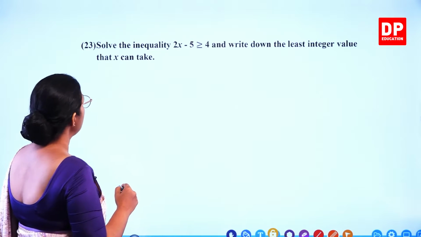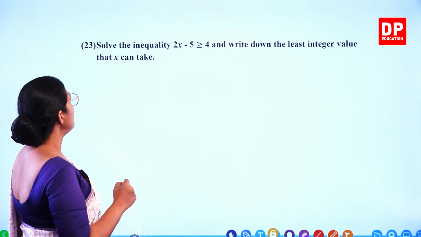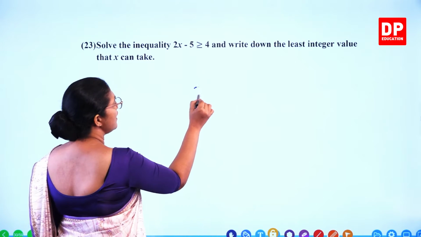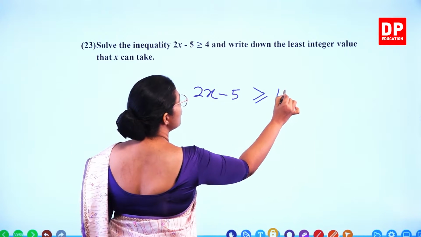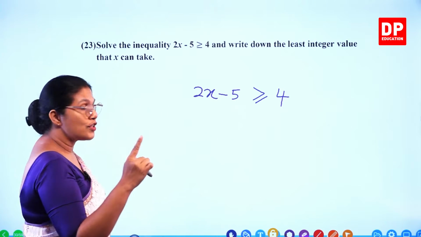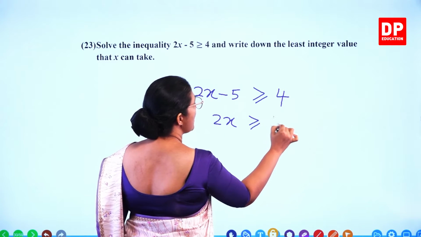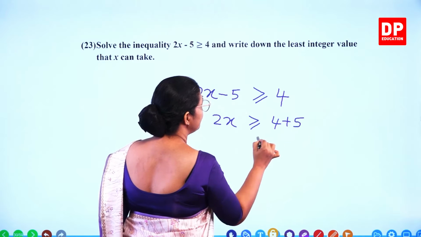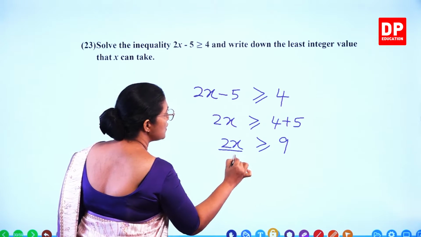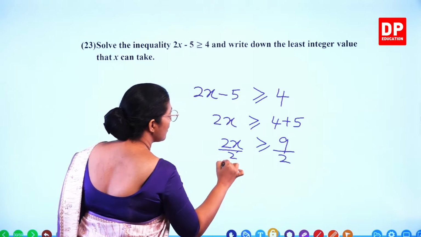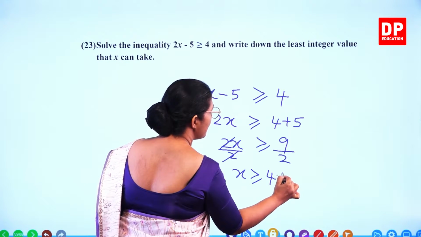Question number 23. Solve the inequality and write down the least integer value that x can take. So let's solve this. Greater than or equal to 4. Take minus 4 to the other side. 2x becomes 4 plus 5. That's 9. Then divide both sides by 2. x is greater than or equal to 4.5.